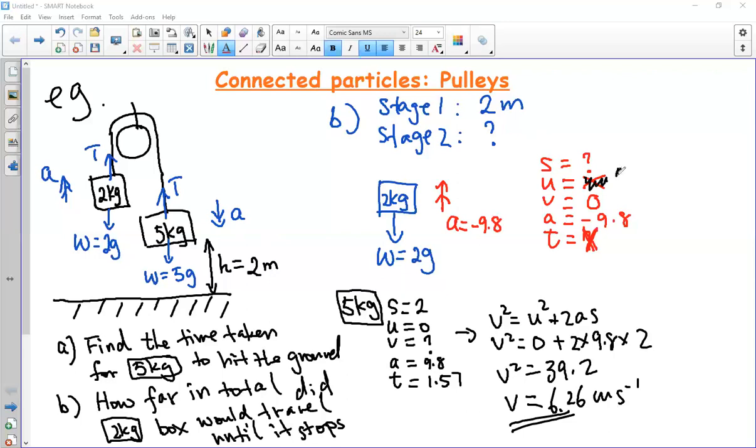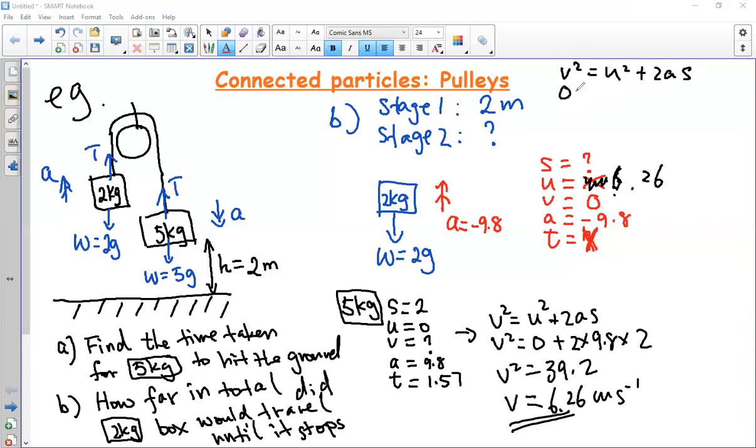So now I know my initial velocity is 6.26. Okay, so that's better. So now I can work out s. I have SUVAT, and again it's the same formula I had squeezed in on the top here. v squared equals u squared plus 2as.